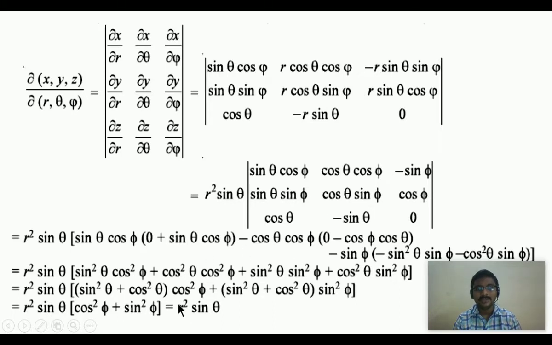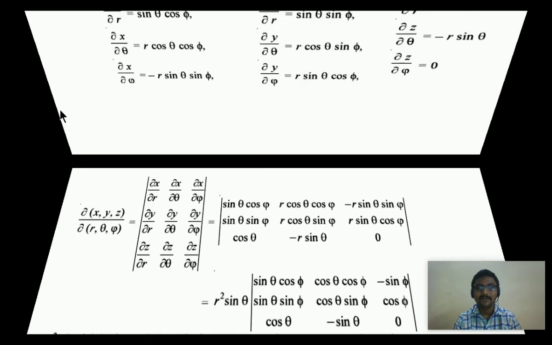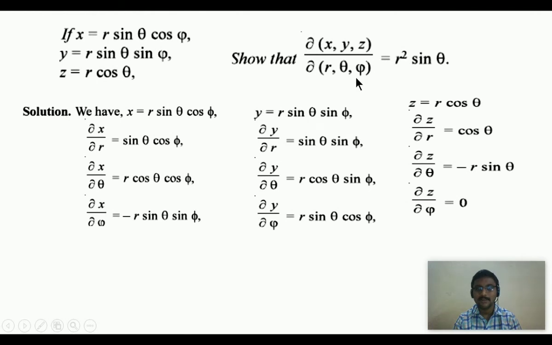So we have to know that sin square theta plus cos square theta is 1, and sin square phi plus cos square phi is 1. So just simplifying, we will get r square sin theta as the required Jacobian of xyz with respect to r theta phi. Don't forget, the Jacobian value is an important one.